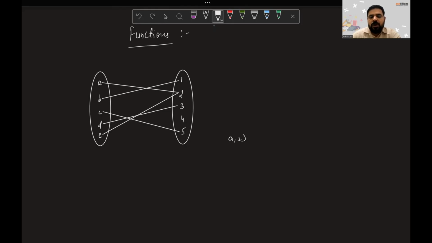If I write the ordered pairs, what ordered pairs will we get here? We'll get A comma 2. Next we'll get B comma 1. After that we'll get C comma 5, D comma 3, and next E comma 2. So these are the ordered pairs we're getting here. We can see that 4 is not mapped to by any of the elements of the first set. Let's say I'm calling the first set as set A and the second set as set B. So this is an example of a function.